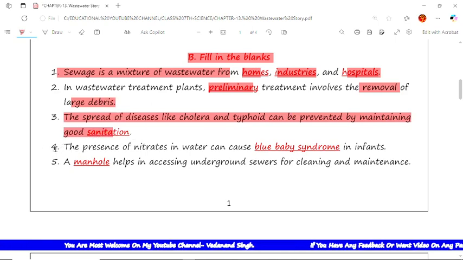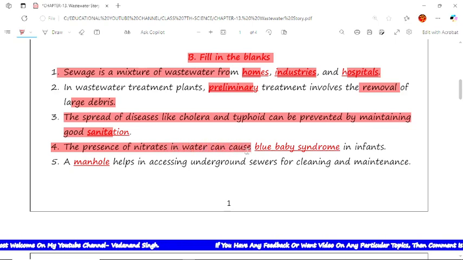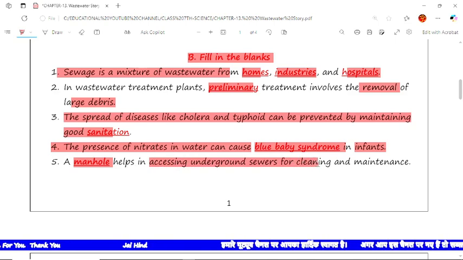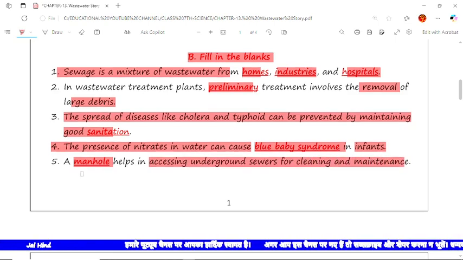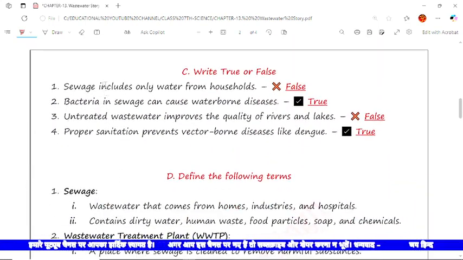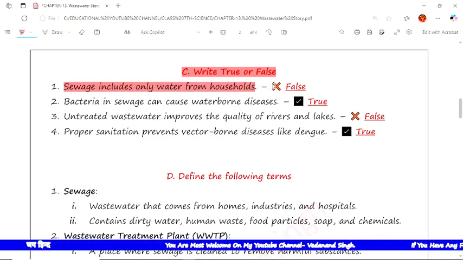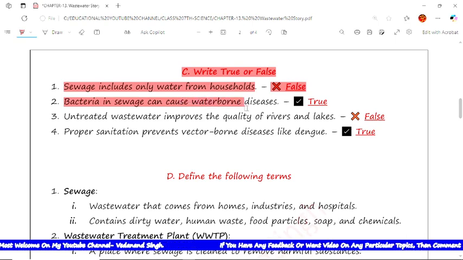Now the next: the presence of nitrate in water can cause blue baby syndrome in infants. Next: a manhole helps in accessing underground sewers for cleaning and maintenance. Now the next type of question is true and false. So you have to find out which statements are true and false. The first statement is: sewage includes only water from households. No, false.